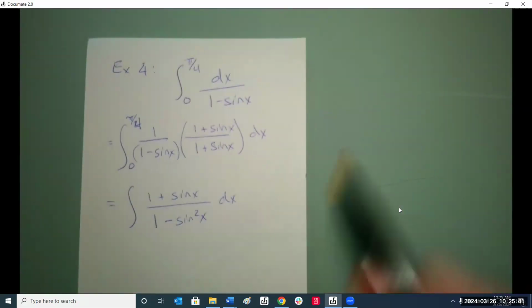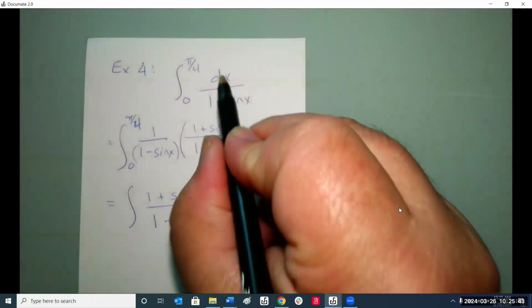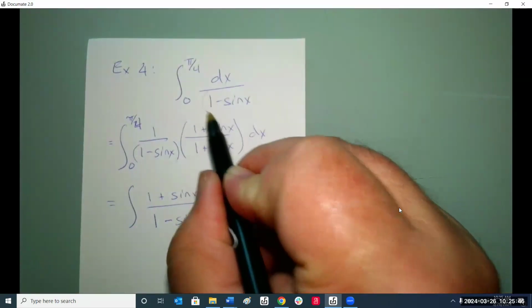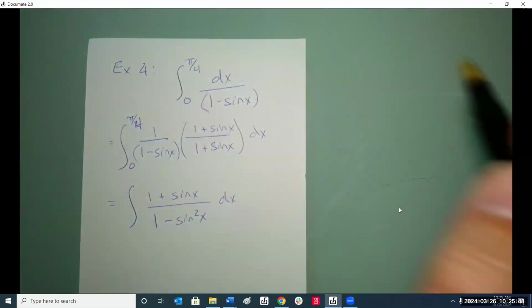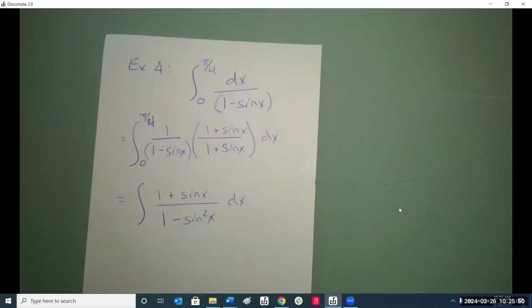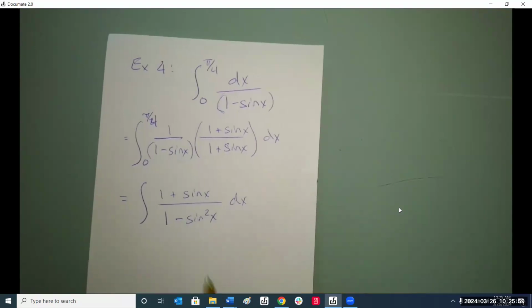But now, the question you're going to probably have is, how do we know we have to do the conjugate? Well, we have nothing on top, and on the bottom, we have an equation that's a plus or minus. We can't split it up, and so we have to try to make it into one function. Because what is 1 minus sine squared?